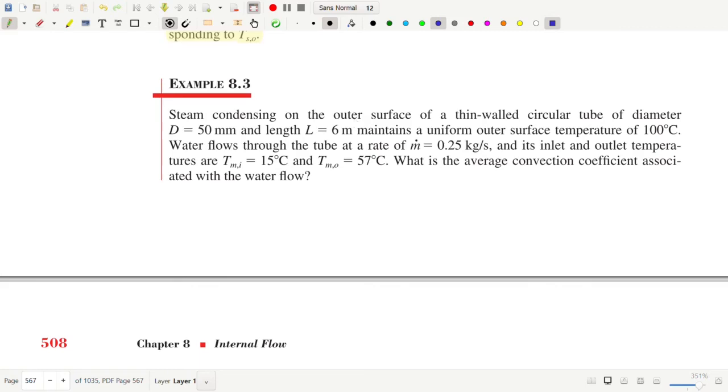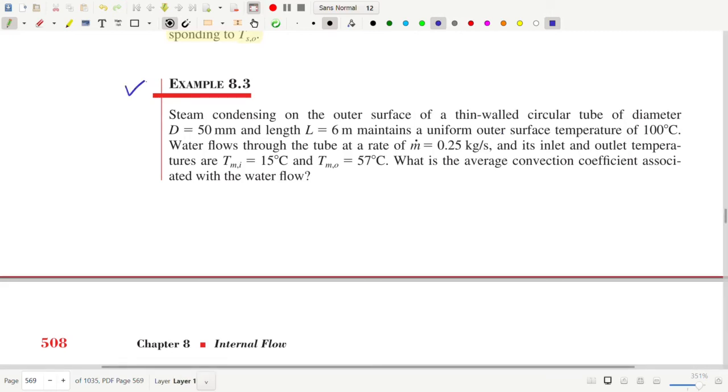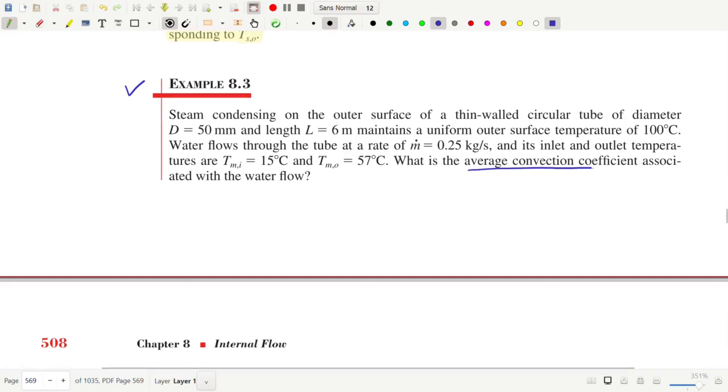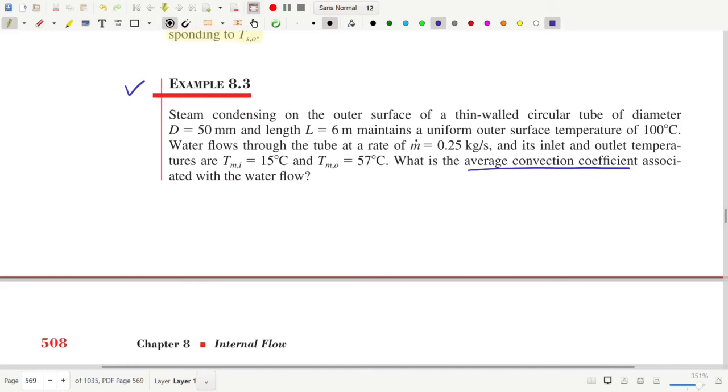So let us solve the third example, which is example number 8.3. Again, a very practical problem where you have to calculate the average heat transfer coefficient for a given geometry, and this is done quite a lot, because when you manufacture a pipe, or let's say you buy some heating arrangement, then you would want to calculate the heat transfer coefficient for that, for a given range of operating conditions, so that you can do some sort of optimization or control the different parameters when using those heaters.